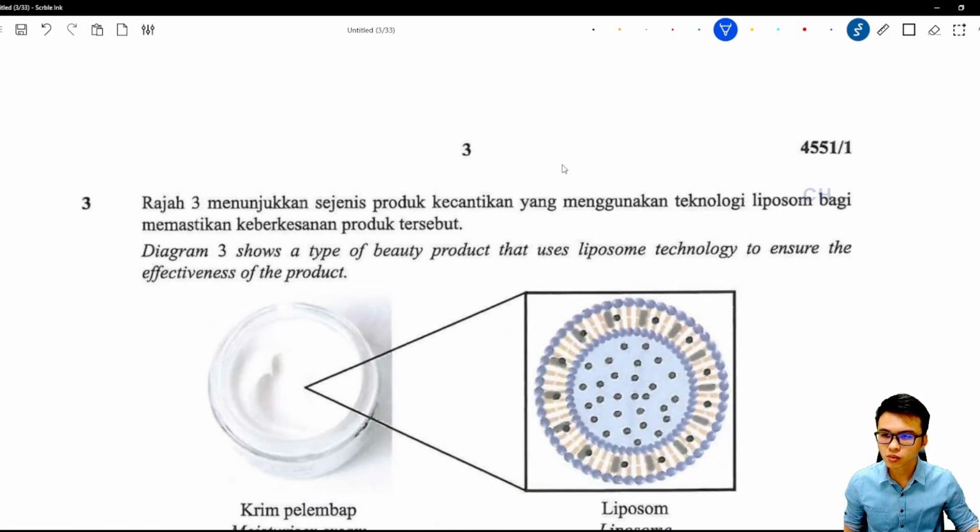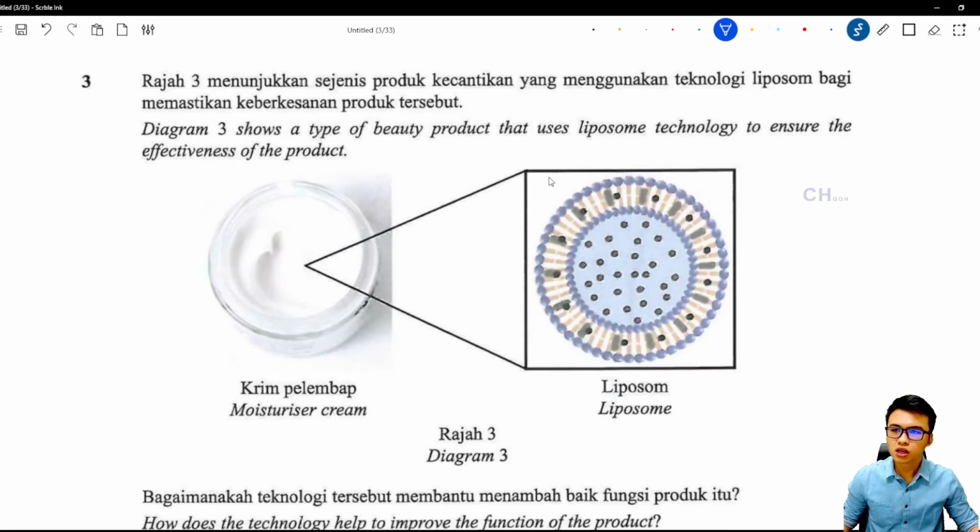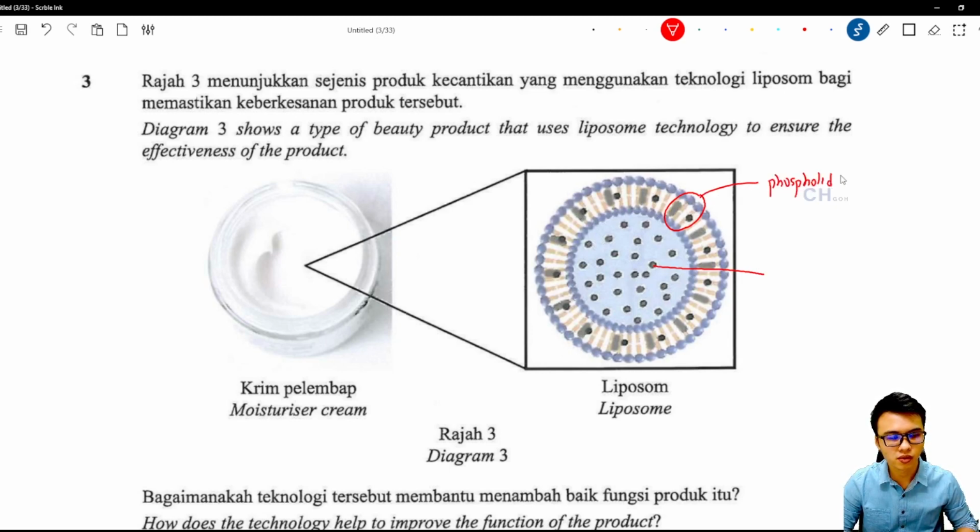So next one, question 3. Diagram 3 shows a type of beauty product that uses liposome technology to ensure the effectiveness of the product. Now guys, when you see liposome, it looks like the plasma membrane is surrounding some particles inside. This is actually the phospholipid. So the substances inside will be the product or the active substances.